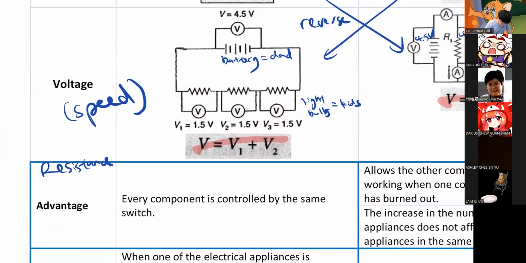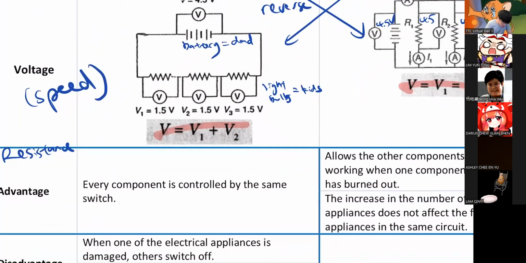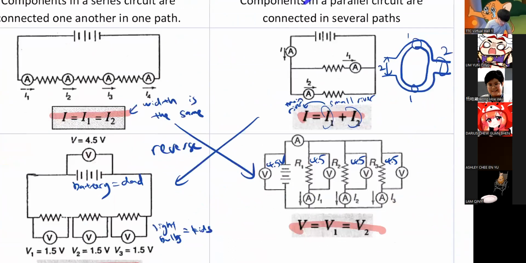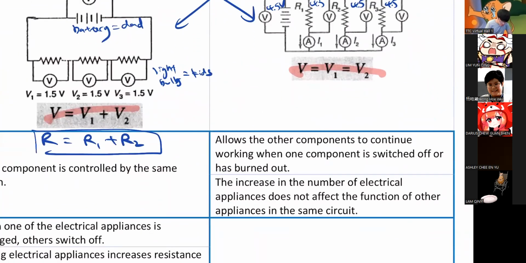So about the resistance, since it's cancelled here, please write it down. For series, the resistance is equal to R1 plus R2. You just add every resistance together. And then for parallel, parallel is the reverse, so you say 1 over R equals 1 over R1 plus 1 over R2. Please highlight this.